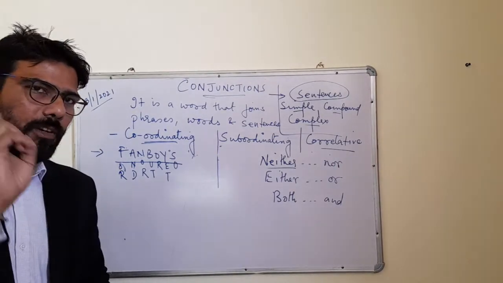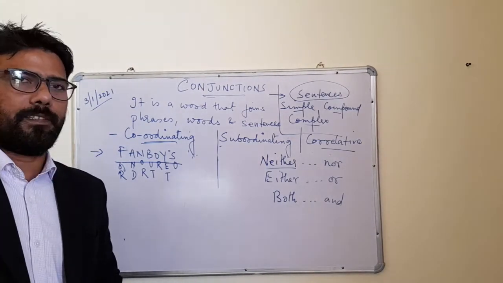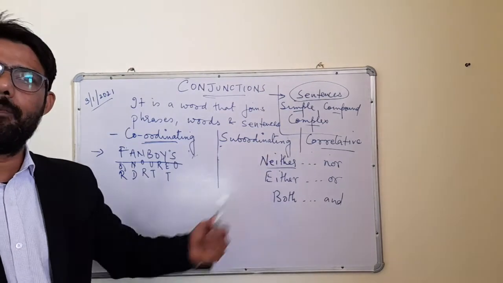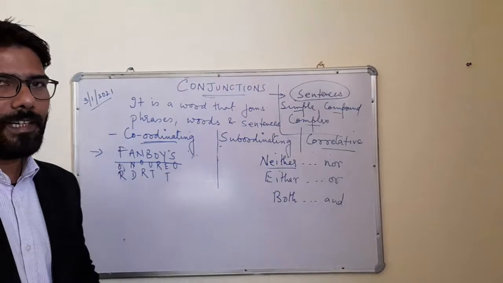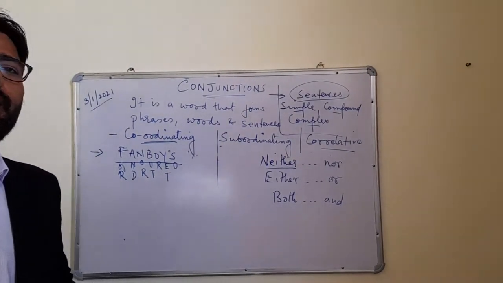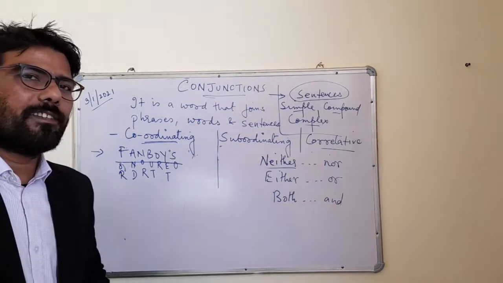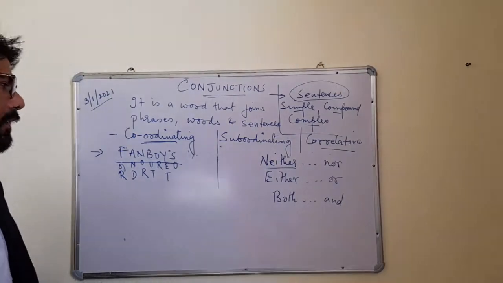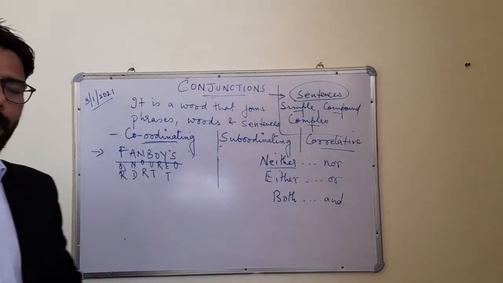Once again, coordinating means, children, two different sentences joined with these words. Here, in subordinating, it will be two different sentences, but one sentence will be dependent on the other one. Right? And if you are able to identify the conjunction, then you will also be able to identify whether both the sentences are independent or not. Right? So FANBOYS you have already written. One example I would like to give you.